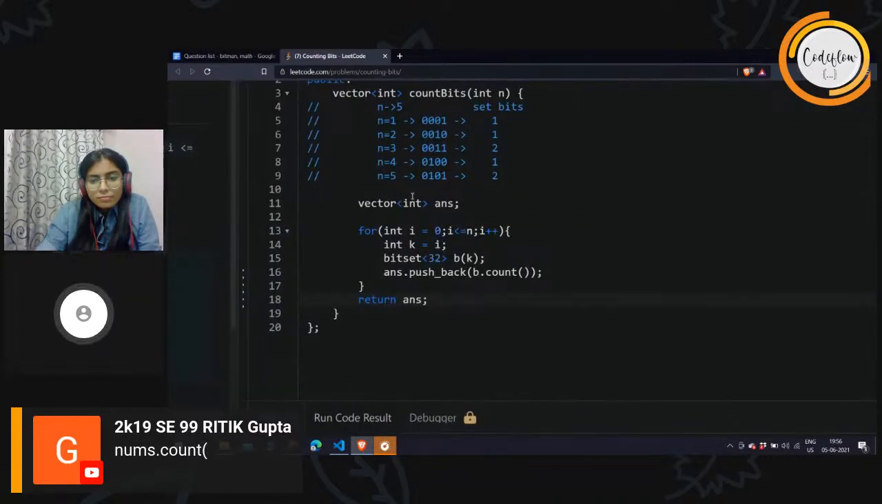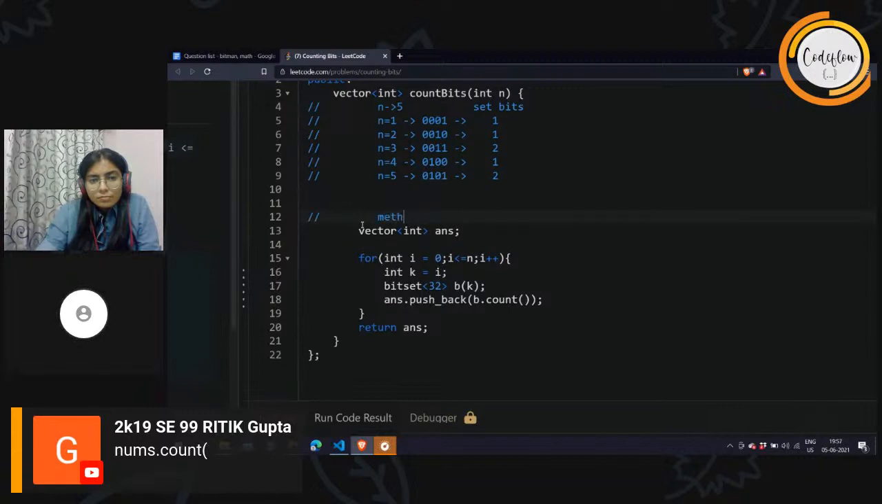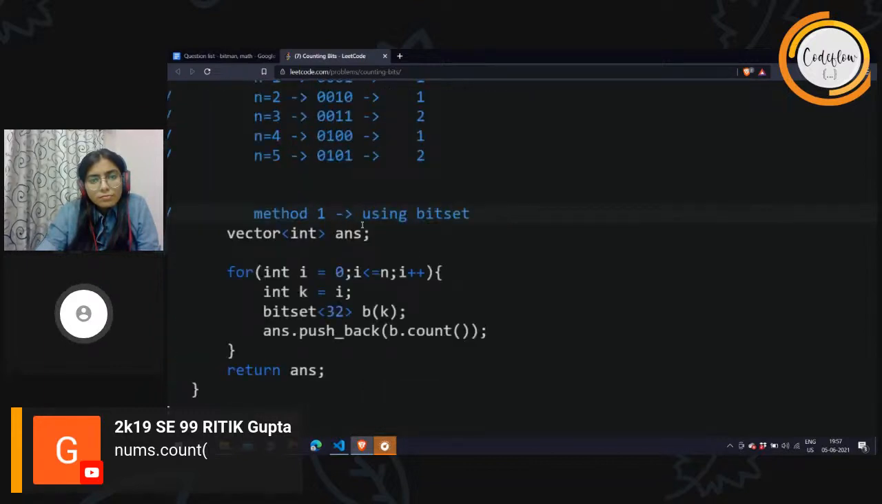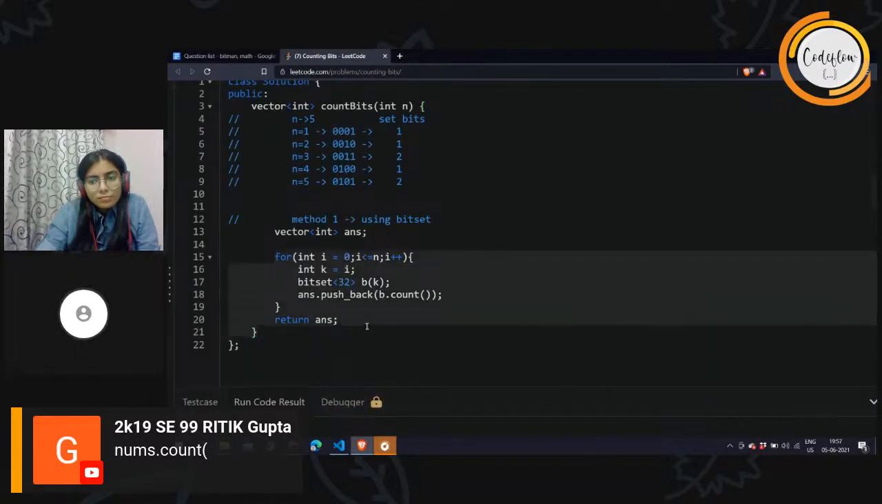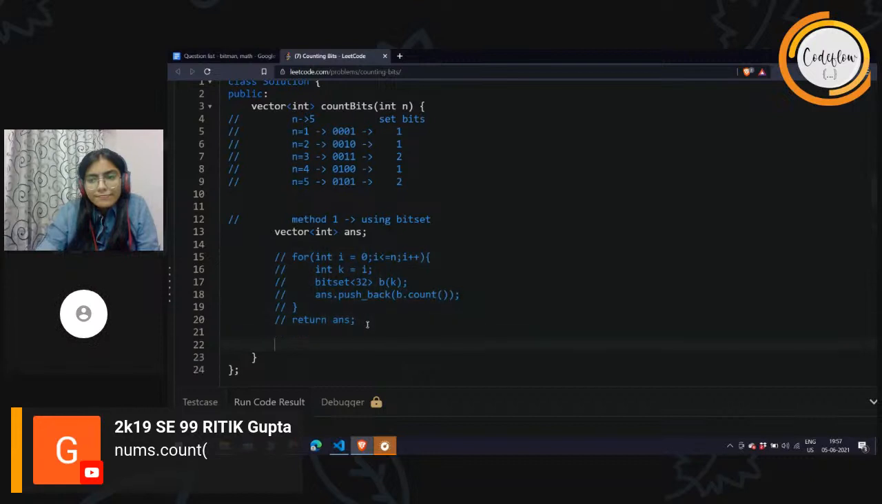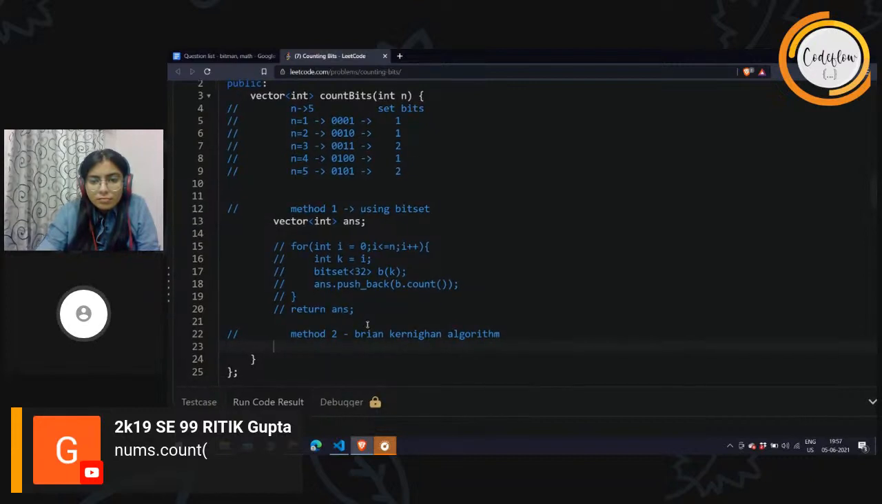But the second method that I can use over here, this was the first method. This was method 1 using bitset. Now the second method is known as the Brian Kernighan algorithm. I'm just commenting this out. Now you need to pay attention to something that I'm about to tell you.